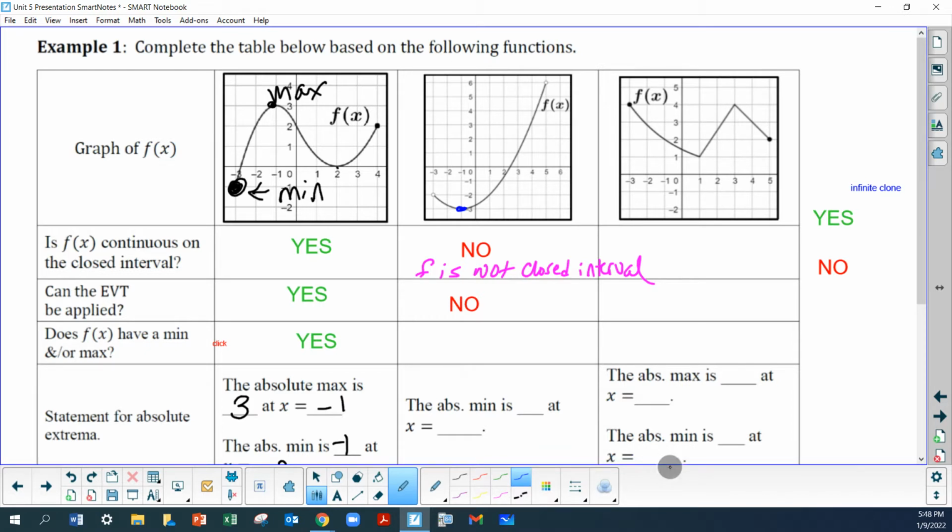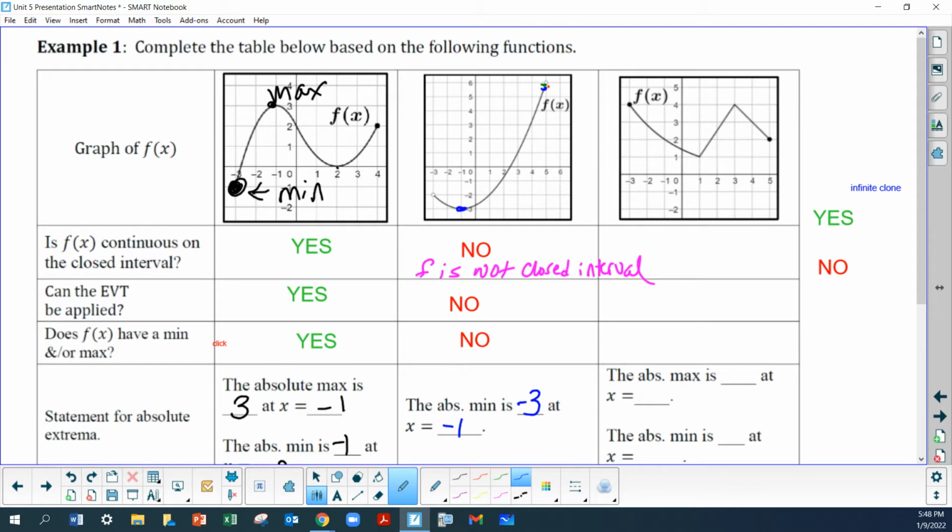Because if I put my dot right close to that open endpoint, then somebody else is going to say, but I can get a step closer to that open endpoint, and somebody else is going to come along and say, you know what, I can even get closer. So we have to answer that no, we don't have an absolute max. So let's just fill in what we do know. The absolute min looks like it is -3 located at x equals -1.